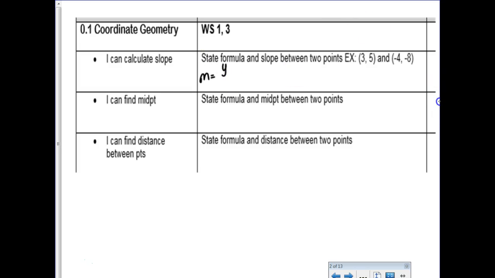If my pen will work, I will write that down. There we go. y2 minus y1 over x2 minus x1. And you can reverse the order in which you subtract, but you must have the change in y over the change in x for slope.